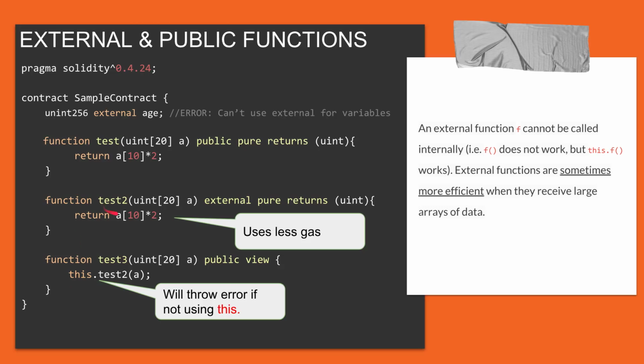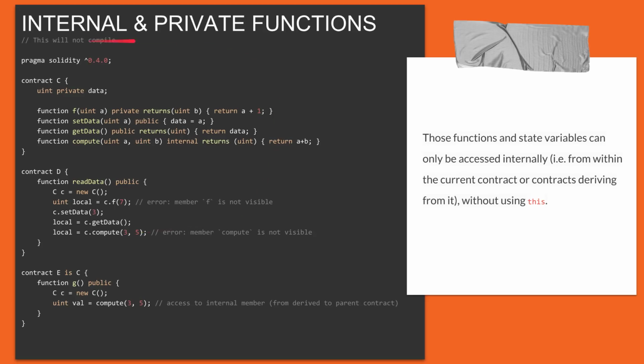And at the end, I have declared a function in which I try to call the external function test2. However, I needed to specify it as this.test2 in order to access the external function internally. So remember, if you want to call external functions internally, you need to add the keyword this in front of the function. Now let's look at an example of internal and private functions.